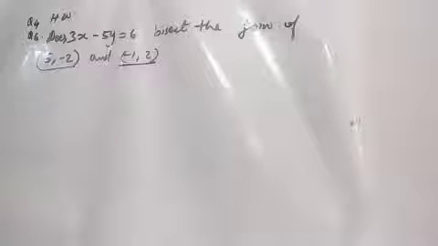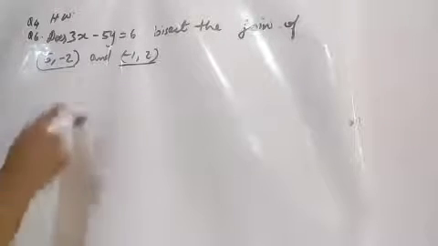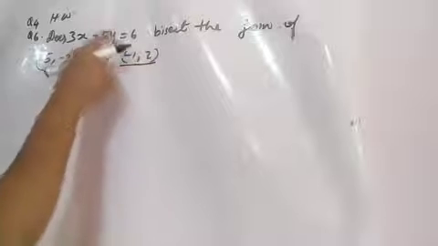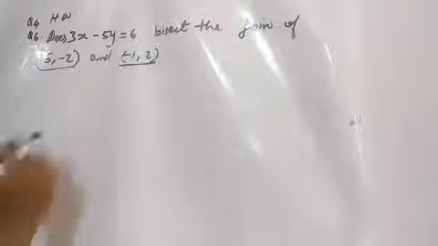That means whether the midpoint of this line segment passes through the line 3x minus 5y equal to 6. If yes, it bisects. Otherwise, no. Let us check.